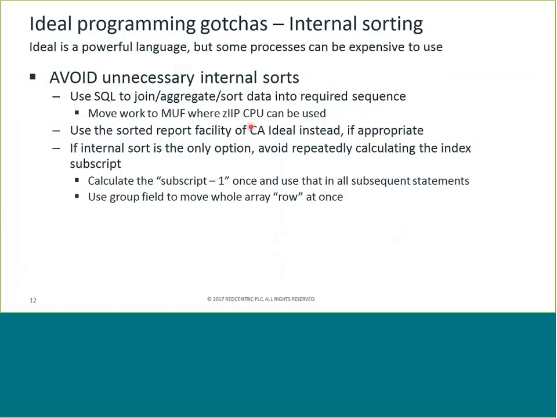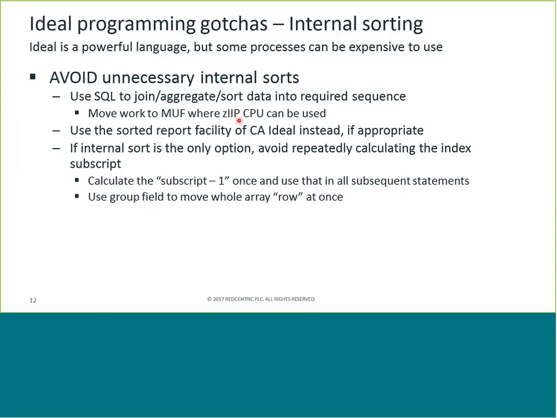Okay. The next thing is to avoid unnecessary internal sorts. Again, I keep banging on about this, but it's true. With portfolio simplification, you've all got access to SQL now, part of the base products. So you should really use SQL to join and aggregate and sort the data into the required sequence, because there it's moving the work into the MUF, where it can be using a zip CPU.